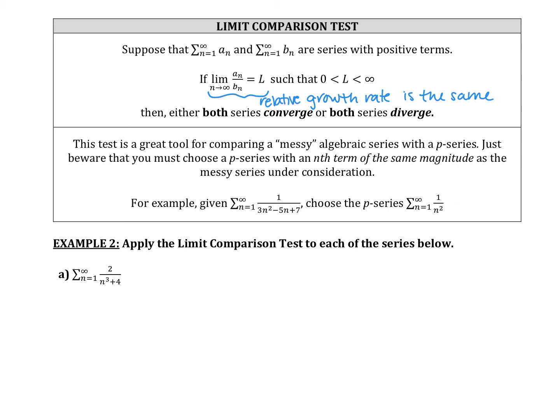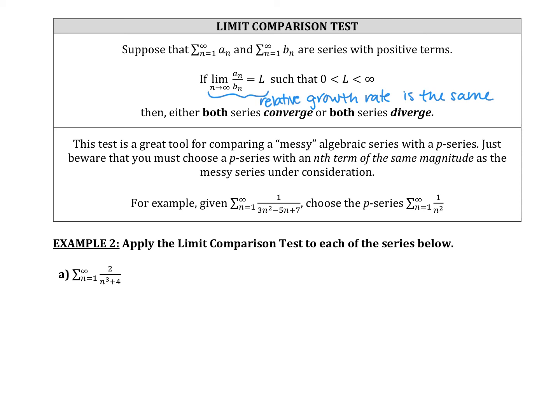When we get their relative growth rate is the same, then whatever series we're comparing it to, if the series we're comparing it to converges, then they both converge if we get that L. Or if we get that L and the series we're comparing it to diverges, then the one we're looking at also diverges, okay? And what this test is good for is this is a great tool to be able to compare really messy algebraic series with something simple like a p-series.